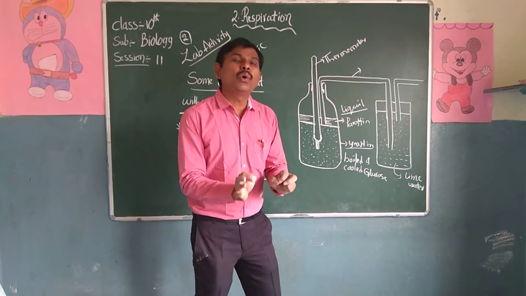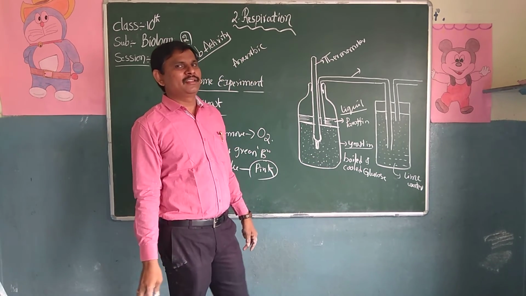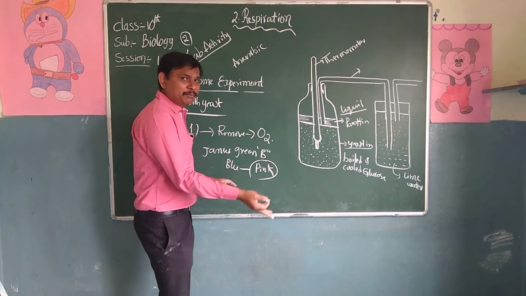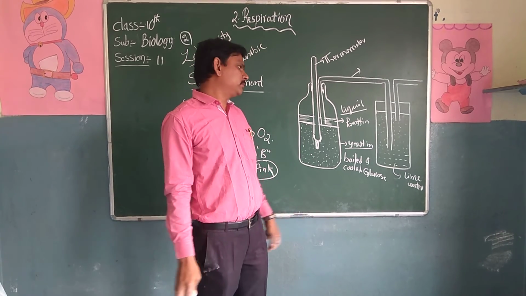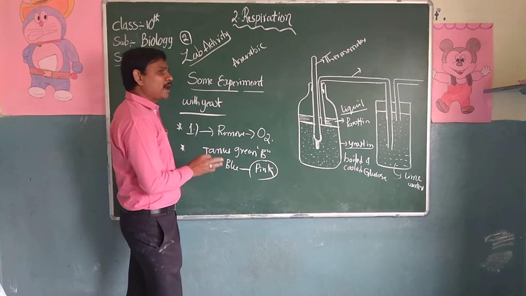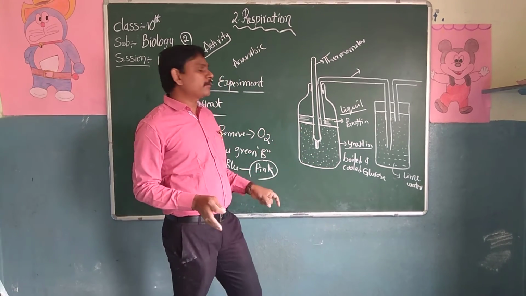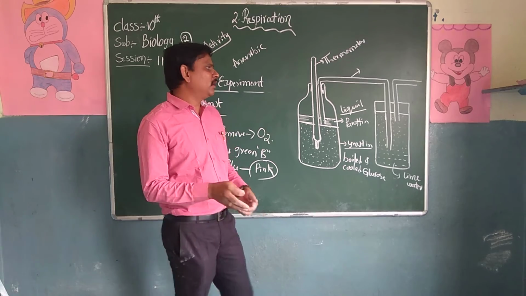If it turns pink, then we consider there is a low amount of oxygen present, or oxygen is not there. A high amount of oxygen is not there. If it does not turn pink, then we have to boil it to remove the oxygen. So this is the test to identify whether oxygen is there or not in the glucose.